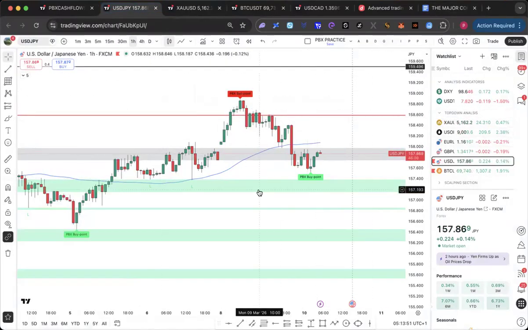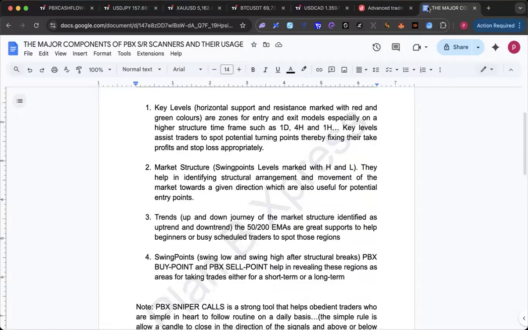All right. So I'm going to show you what are those things that require you to pay much attention. I call them the major components of the scanner, and they are what you need to be working with. Quickly, I'm going to take you around. Yes, let's go here.